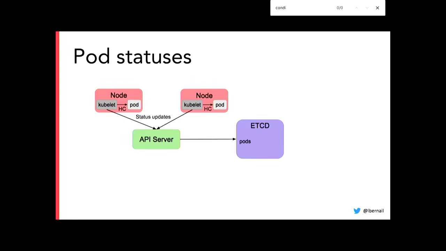And the kubelet will all the time give information on the pods that are running on the host and update the status. Is the pod running? Is the pod ready? All this information. And this information is going to be reported to the API server and stored in etcd, which is the data store for Kubernetes.